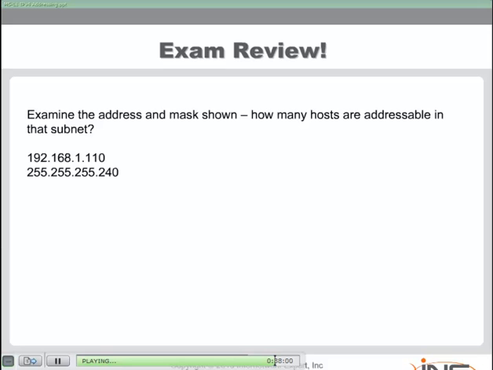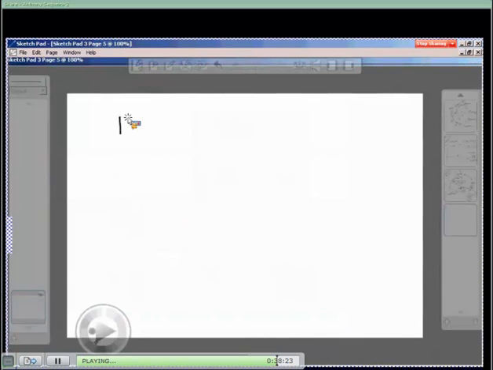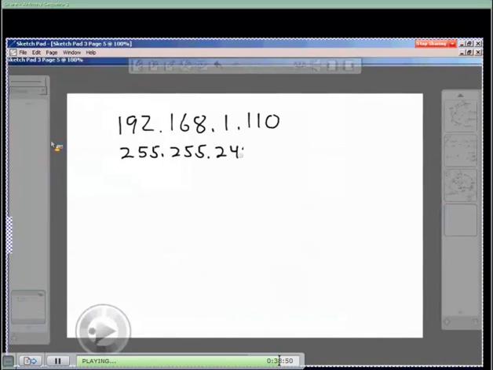Okay. Well, here's how we'd solve this. Okay, so we go to scratch paper to solve it. Some people can solve stuff like this in their head. I am not one of those people. I always use scratch paper for something like this to make sure I don't make some foolish error. Okay, so there's the address, and then here's the subnet mask. It's actually 255 and then 240.